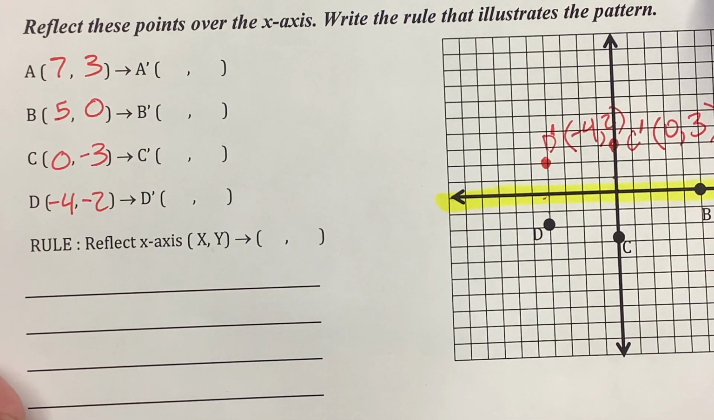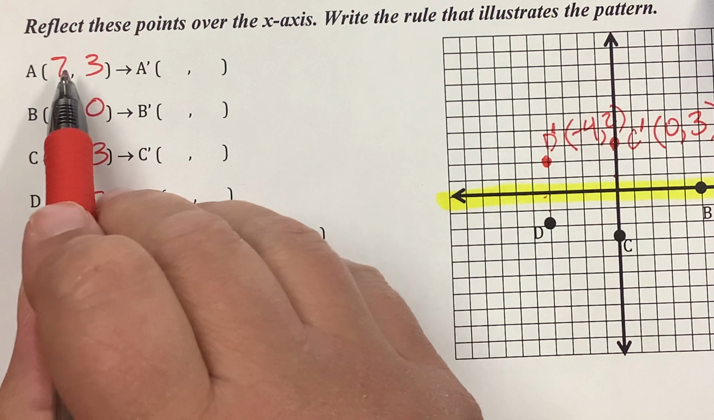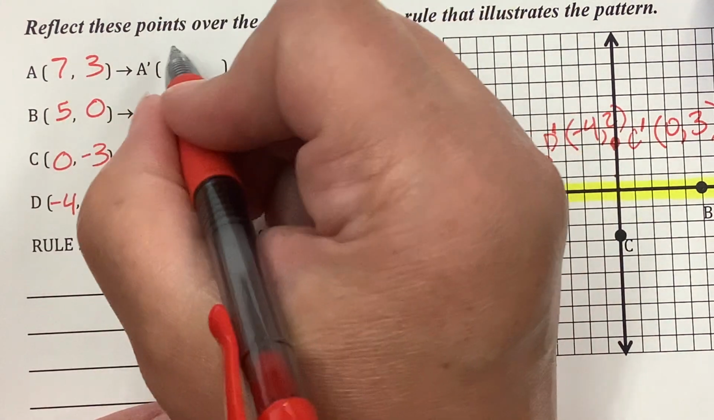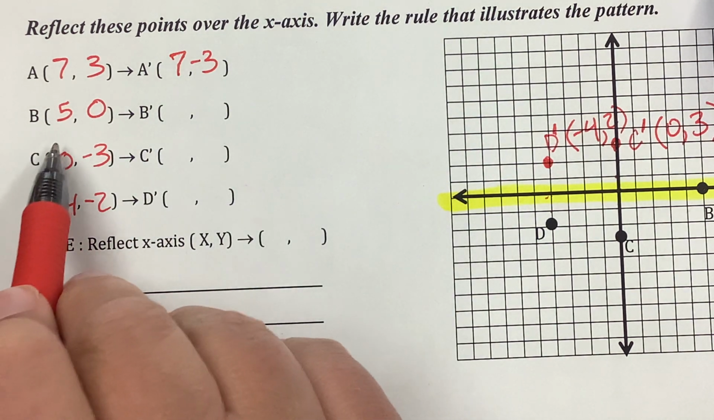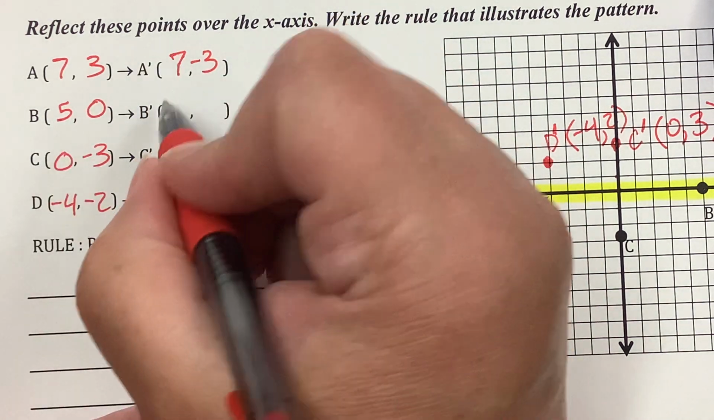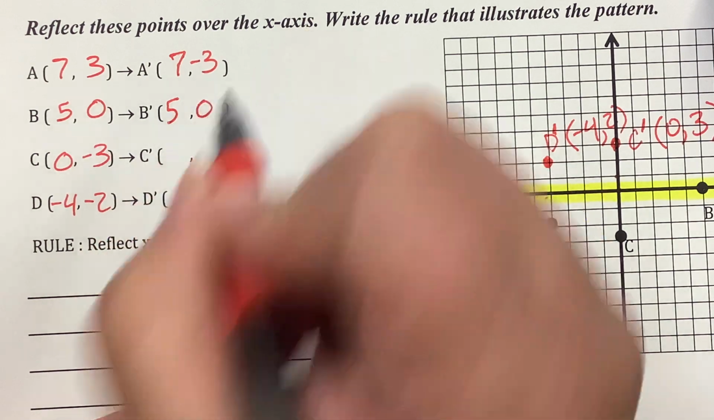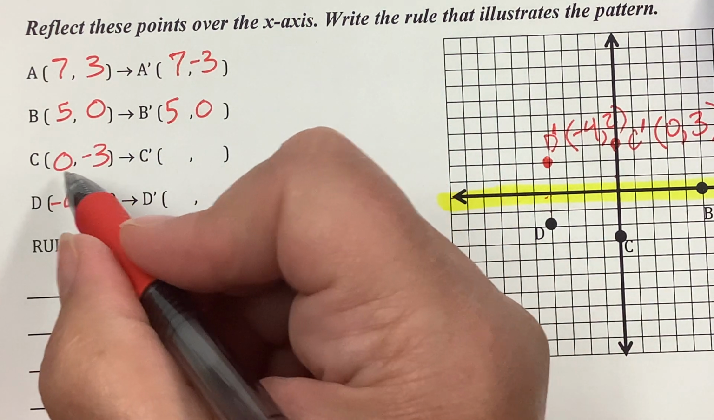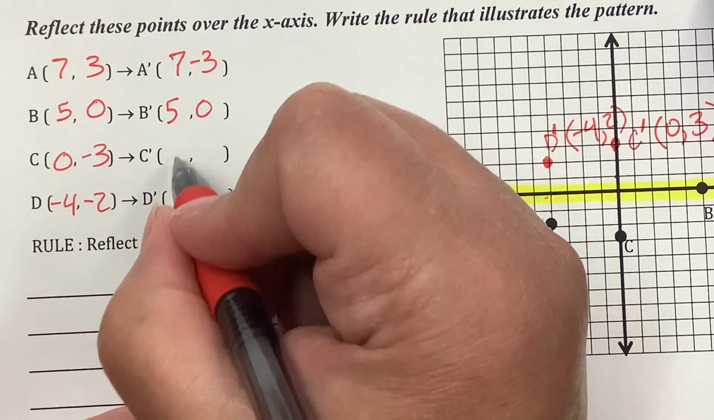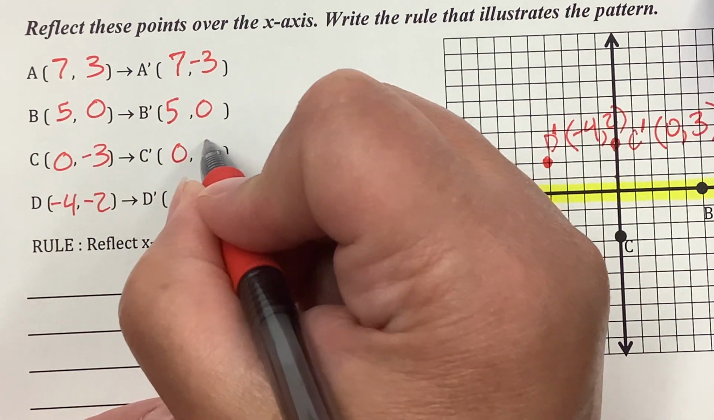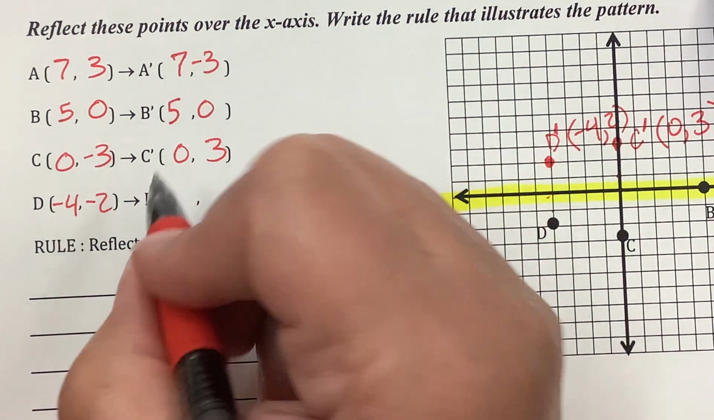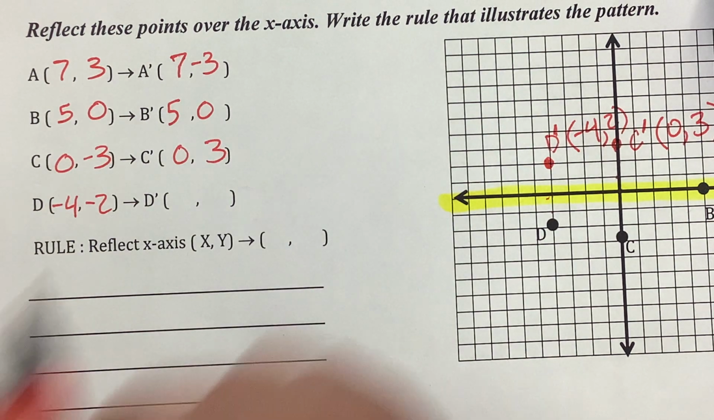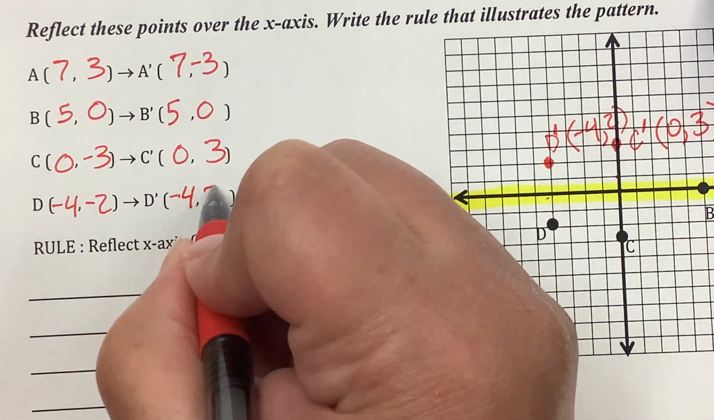And the new points were the ones we just wrote down. So A, which was at 7, 3, became A prime at 7, -3. B didn't move because it's on the line of reflection, so it keeps its point at 5, 0. C, which is 0, -3, became 0, +3. It changes sign. Remember, negate means change. It does not mean make negative. And -4, -2 became -4, +2.